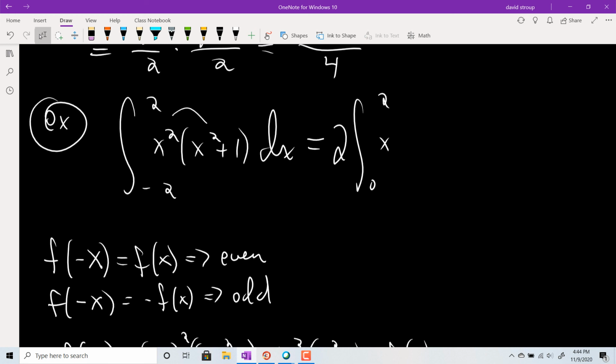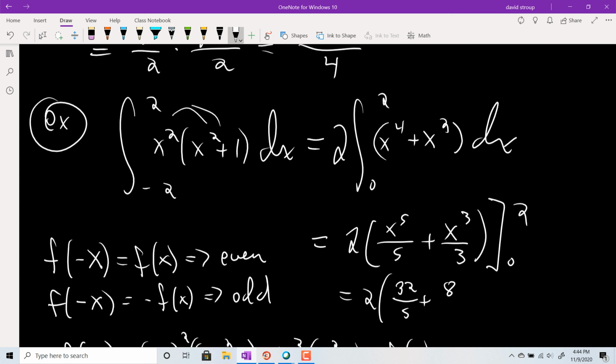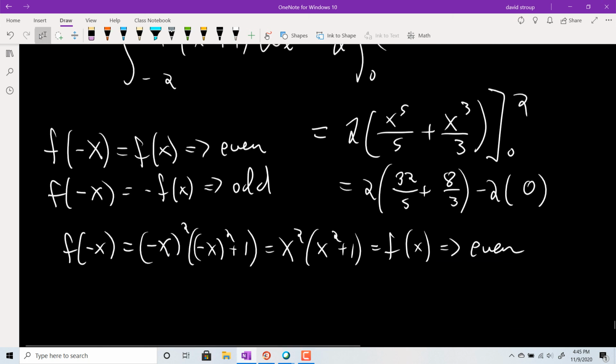Let me go ahead and distribute this. And that makes our work a lot easier because of the second part of the first fundamental theorem of calculus, the f of b minus f of a part, the f of a will just end up being 0. So we'll have 2 times the antiderivative x to the 5th over 5 plus x cubed over 3 from 0 to 2. And then we have 2 times 2 times 4, 8, 16, 32 fifths plus 8/3. And then minus 2 times what? Well, 0, right? So you plug in 0, those will both be 0.